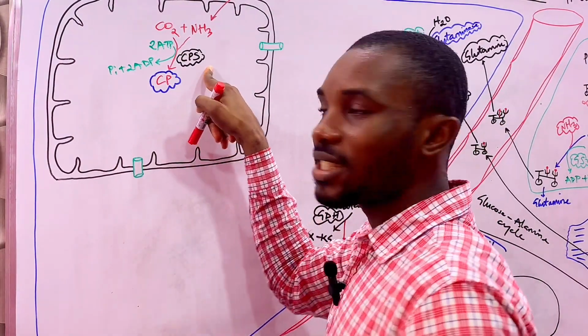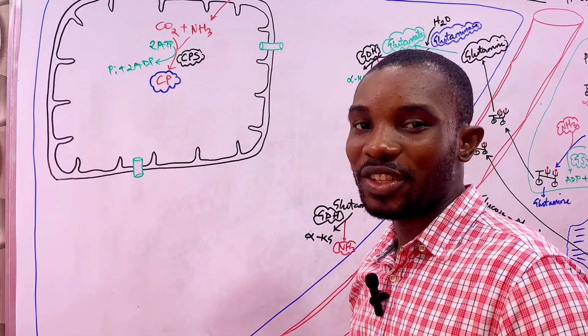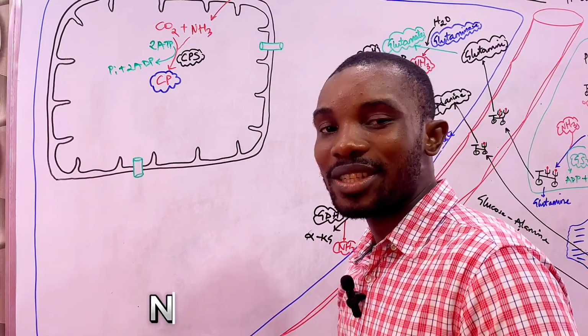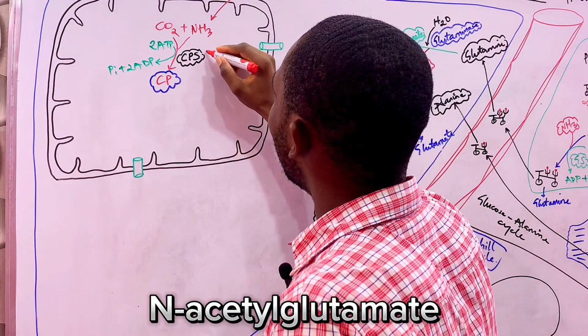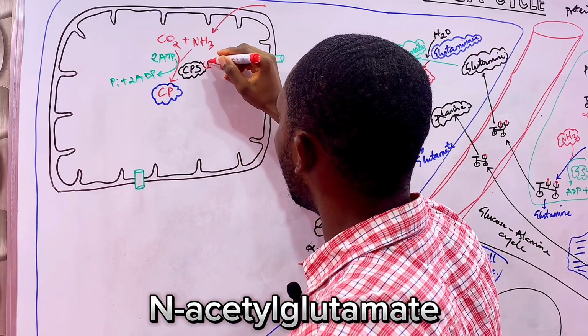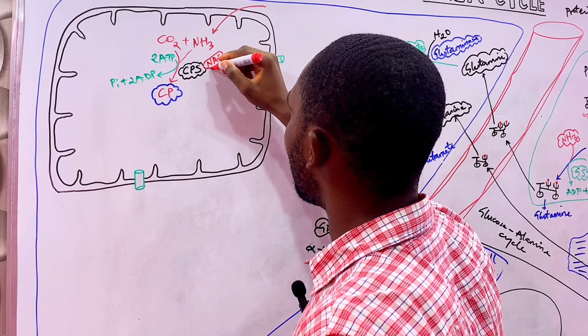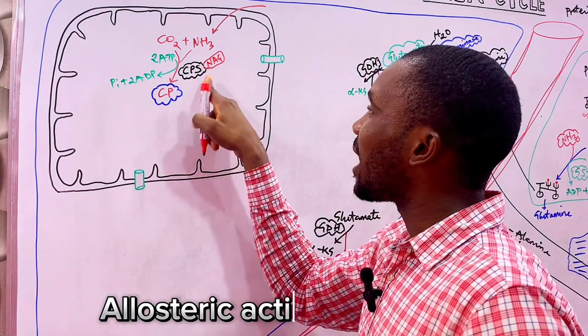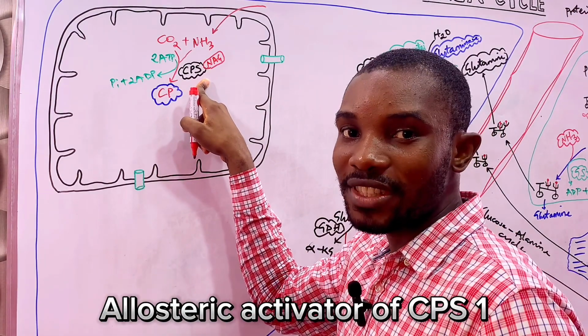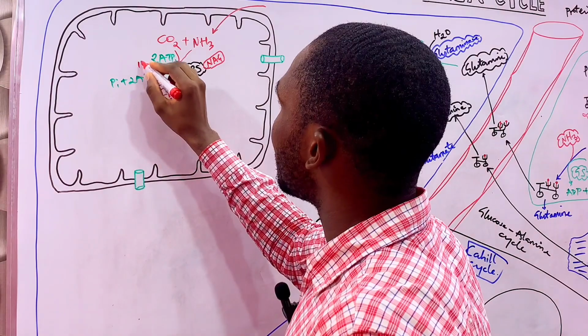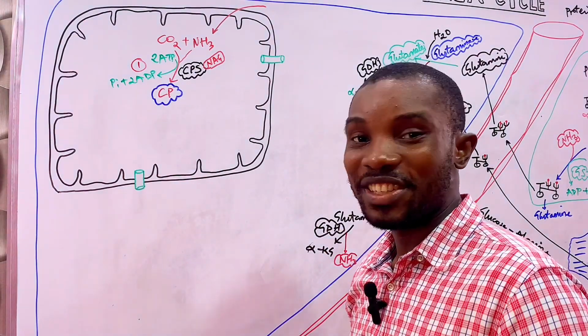This carbamoyl phosphate synthetase is an enzyme which is activated or regulated by a molecule known as N-acetylglutamate. So we have N-acetylglutamate being the allosteric activator of carbamoyl phosphate synthetase. Now we found that carbamoyl phosphate, and then this is the first step of the reaction.